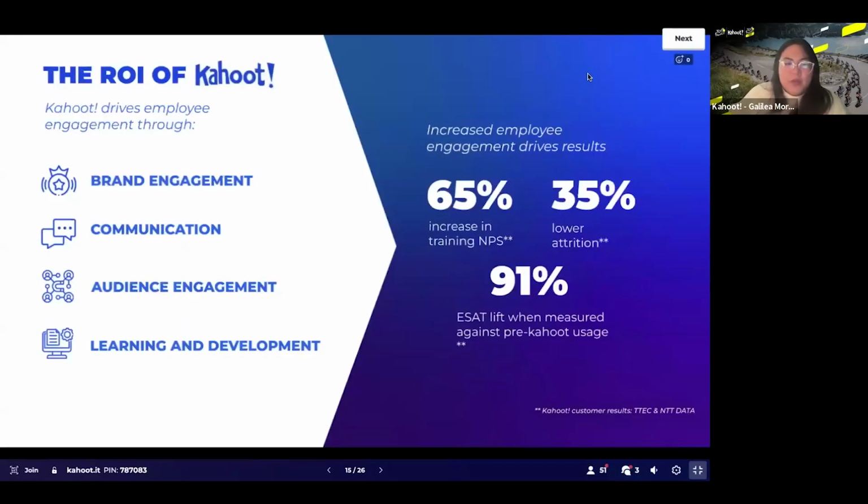From there, we walk the walk, but can we talk the talk, or the other way around? Can we talk the talk? Can we walk the walk? And the answer is yes. When taking a look at this vast portfolio of Fortune 500 companies that leverage Kahoot, we've seen very real impact in key areas such as NPS scores in their training, increasing it by 65%, or lowering attrition by 35%. And then finally, employee satisfaction going through the roof when measured against pre-Kahoot usage. And this is all real-world ROI data based on clients that we actively have.